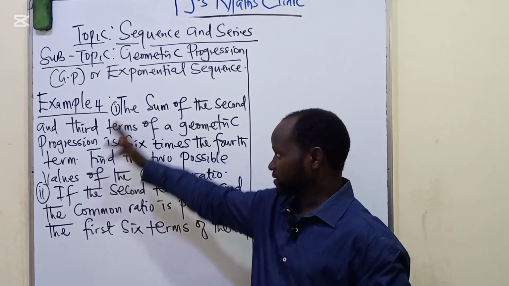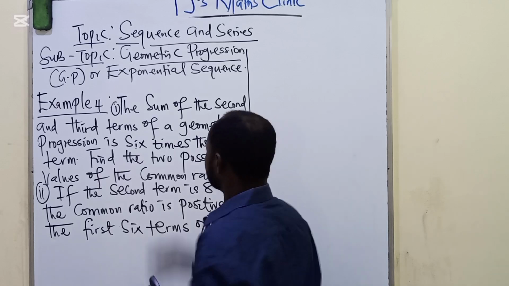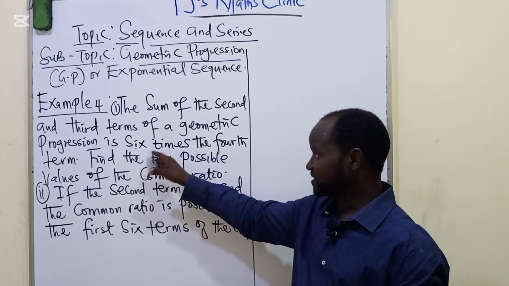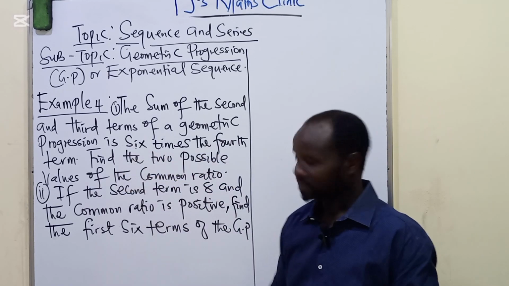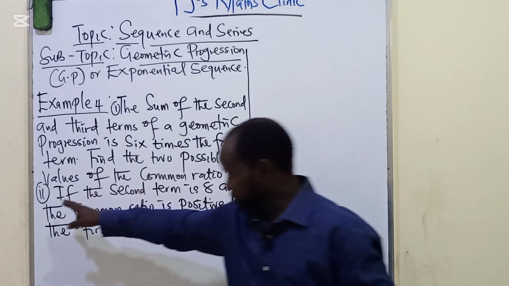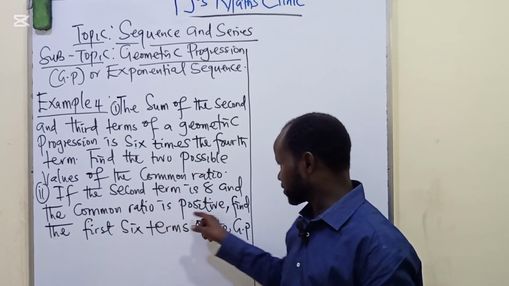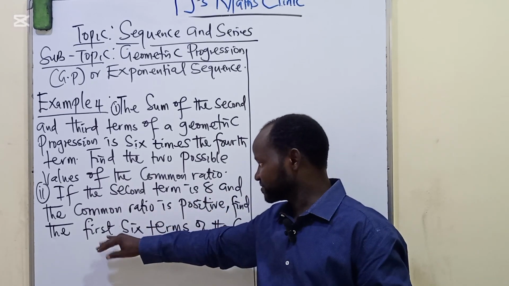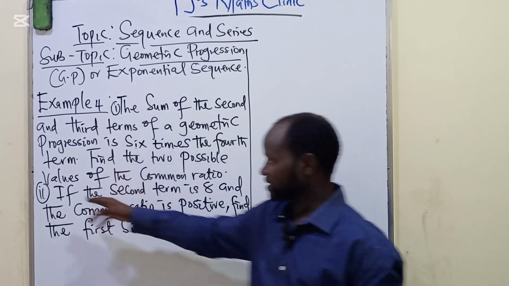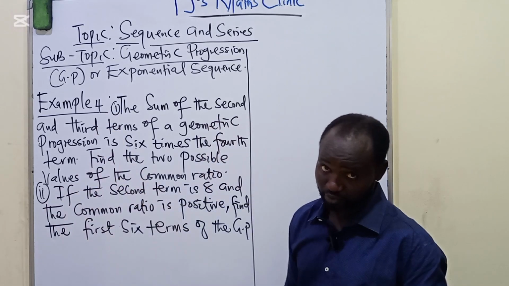We have Roman numerals 1 and Roman numerals 2 under example 4. Roman numerals 1 read: the sum of the second and the third term of a geometric progression is 6 times the fourth term. We are asked to find the two possible values of the common ratio. Roman numerals 2: if the second term is 8 and the common ratio is positive, we are asked to find the first 6 terms of the GP. The questions are the same in the sense that you have to use the solution in Roman numerals 1 to solve Roman numerals 2.